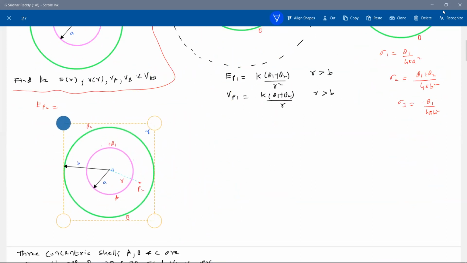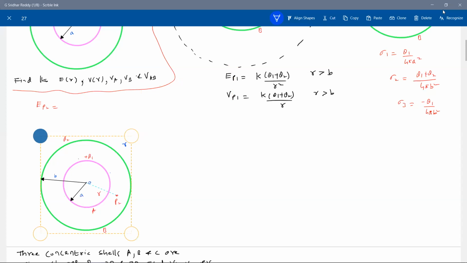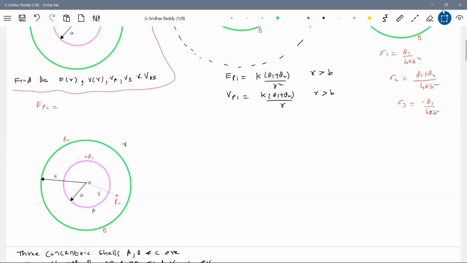There's a first diagram for the first problem. I'll try to give a detailed explanation. This is a Gaussian surface. Tell me, what is the dotted line? Understood? It's the Gaussian surface here. What is the net charge enclosed by the Gaussian surface?